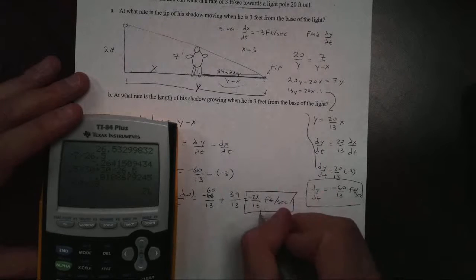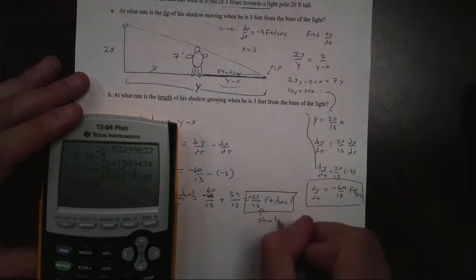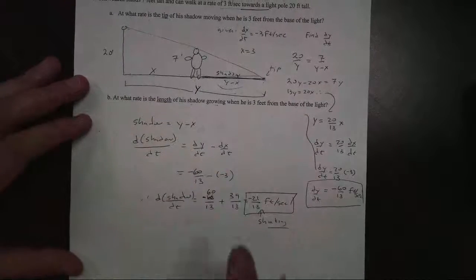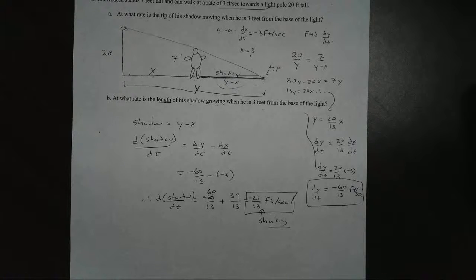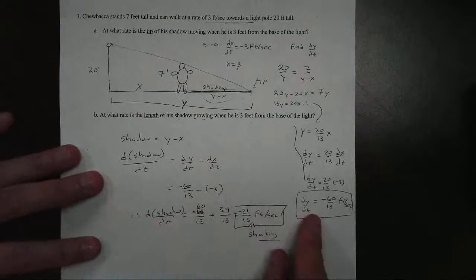So his shadow is shrinking at that rate. And notice we never had to use the 3 feet, so it really doesn't matter how far away he is from the light pole. The shadow's always going to shrink at the same rate.